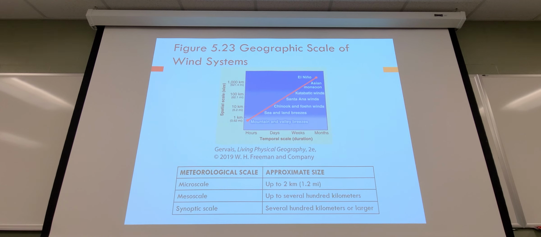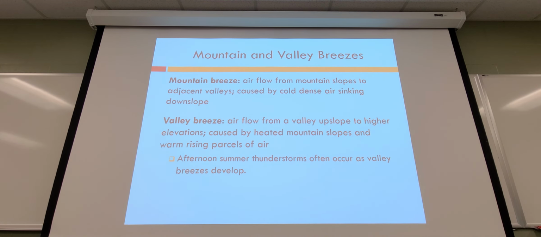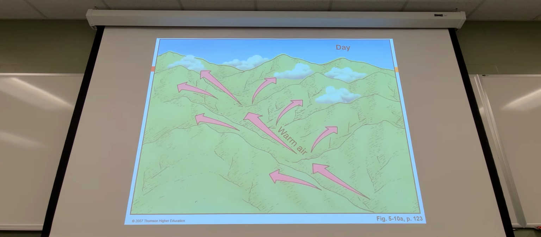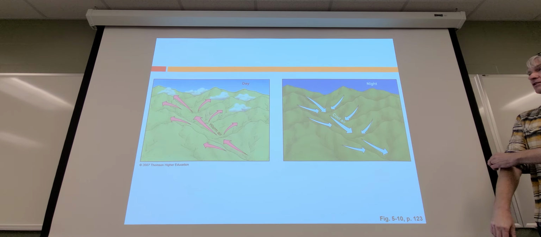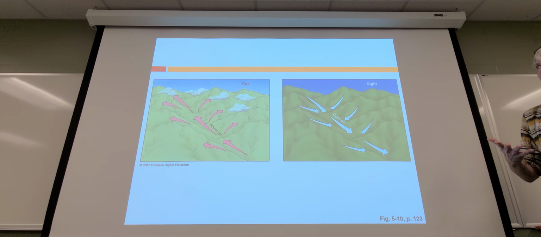I'm not going to talk about wind scale systems either. I will talk about mountain breezes and valley breezes. As always, I think visuals are a bit better. So during the day, you have the sun coming on. Actually, two images are better. During the day and the night, you'll have opposite wind patterns in places like mountains.